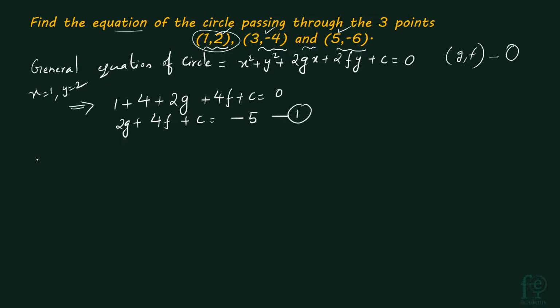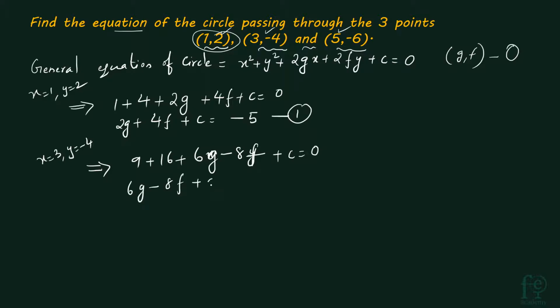Now, for the second equation, substitute x is equal to 3 and y is equal to minus 4. So what will you get? 3 square is 9, plus minus 4 the whole square, which is 16, plus 2gx, which gives plus 6g, and minus 8f, plus c is equal to 0. So your final equation will be 6g minus 8f plus c is equal to minus 25, your second equation.